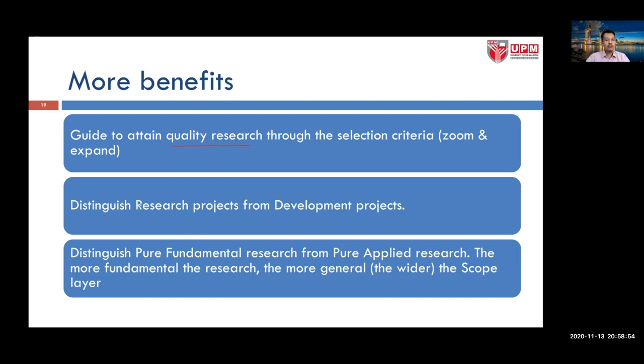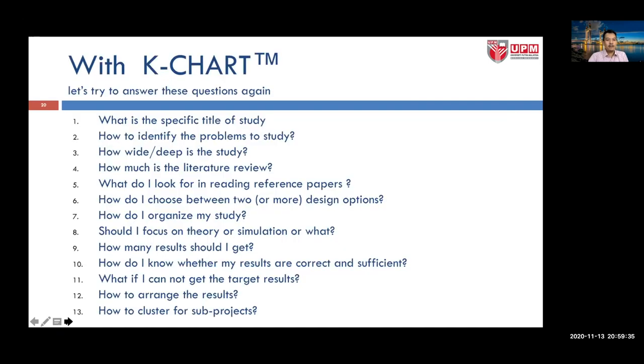Okay, and it distinguishes research projects from development projects. Remember when we look into the levels of research, we have fundamental research, we have applied research, we have prototype research, and so on. So it depends on the technology readiness level, TRL. Okay, maybe later I will share with you what TRL is all about. And then distinguish pure fundamental research from pure applied research. And the more fundamental the research, the more general or wider the scope layer will be. Right, let us move on.